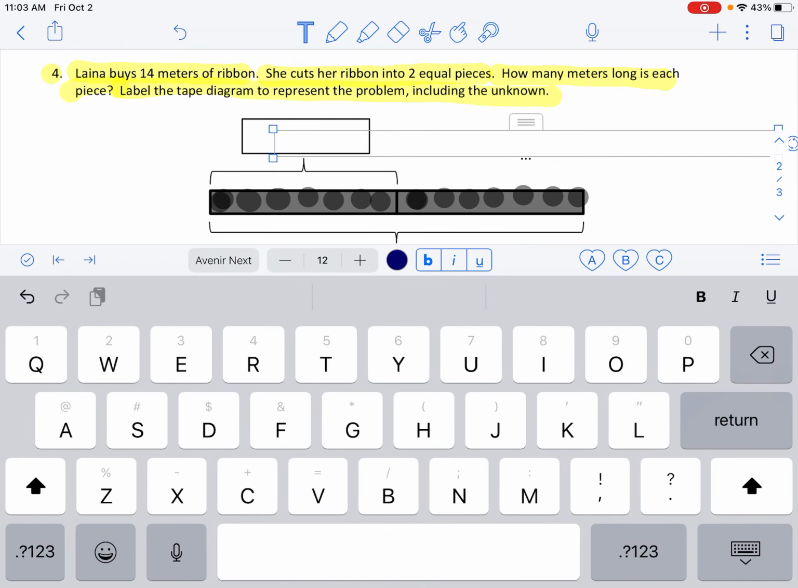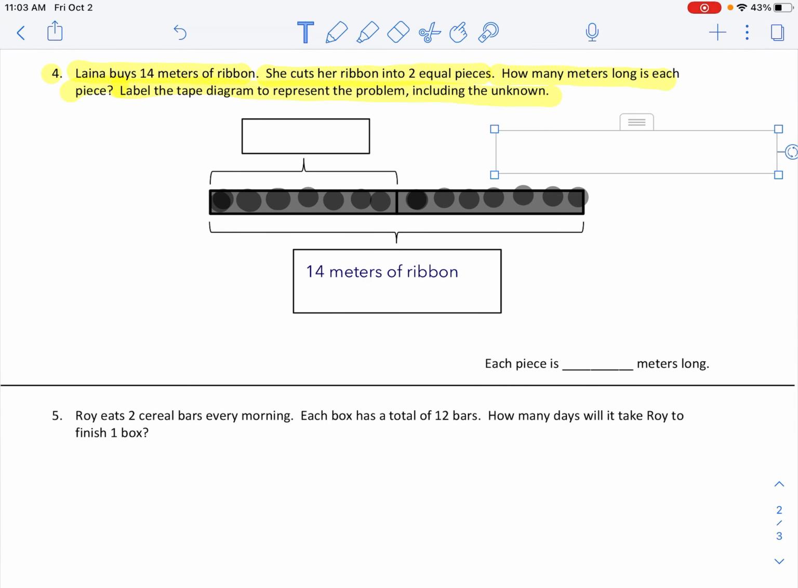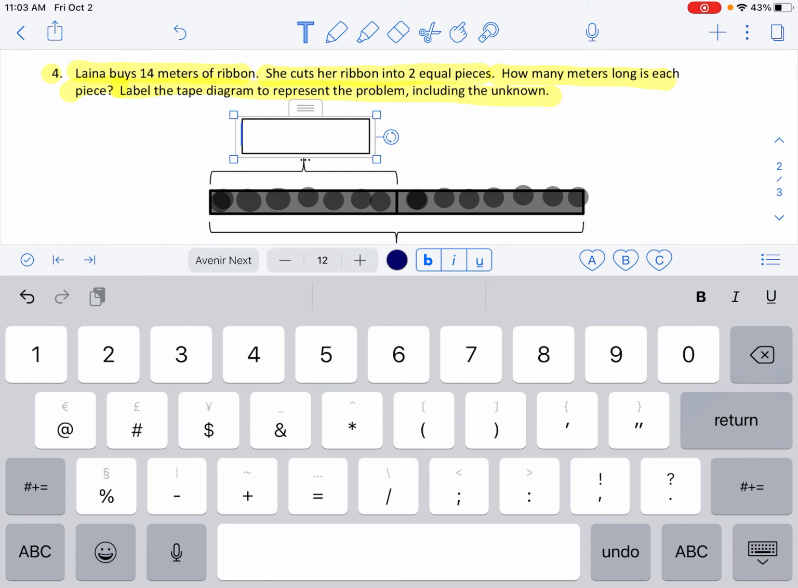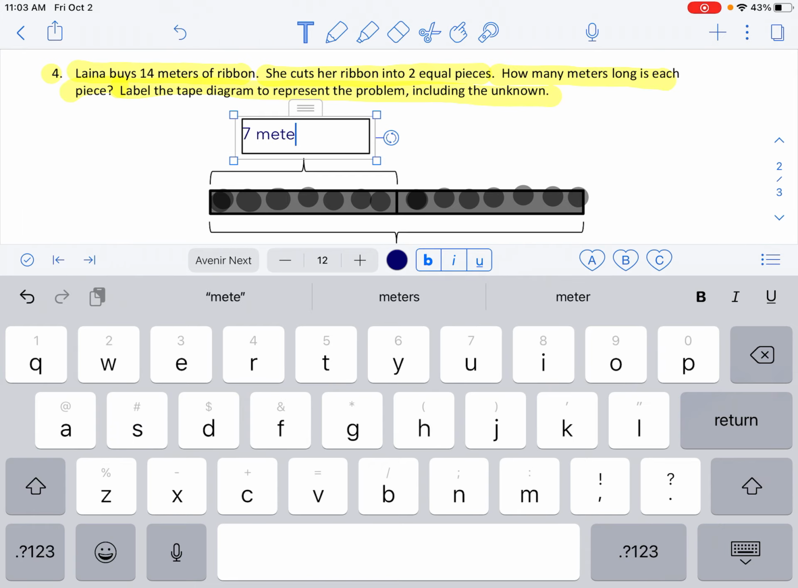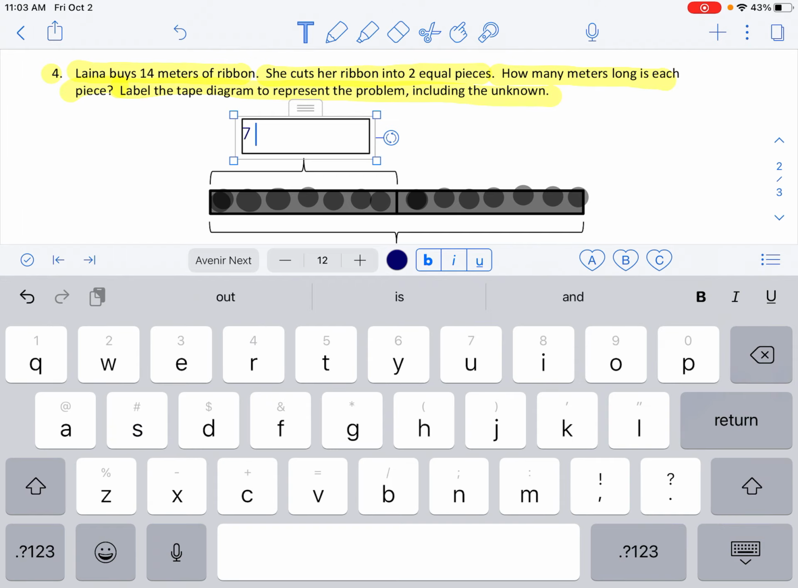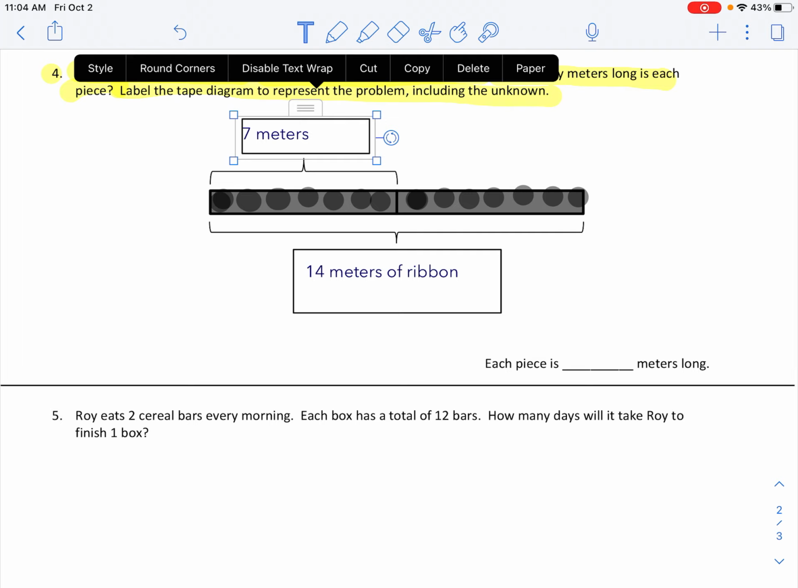If I put a text box in, because it's asking me to fill in not only the answer, but also the tape diagram, okay, 7 meters. I don't need to put that on there. I'm just going to put 7 meters. 1 piece is 7 meters. I don't need to try to label all of that together.